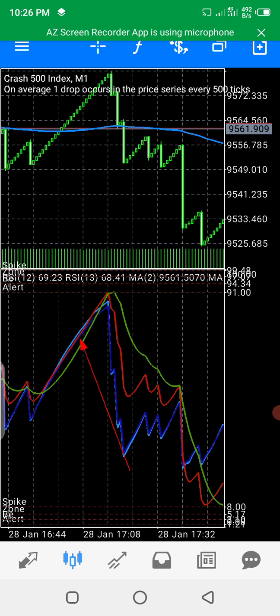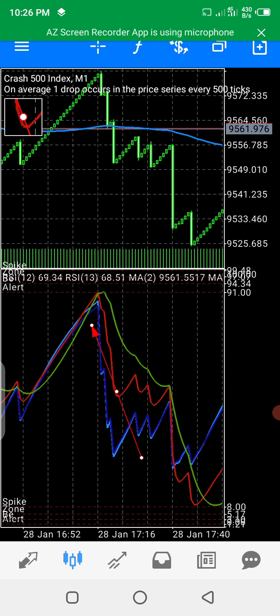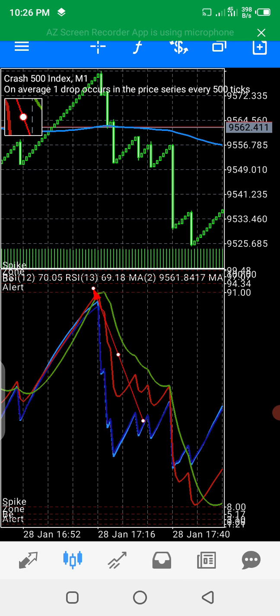So you need to wait here, guys. You need to wait for these lines to reach the 91 level. Once all these lines reach the 91 level, you press a sell. Once you press a sell, automatically, once these lines reach these levels where it says spike zone, be alert, a spike will occur. The moment these lines touched the 91 level, a spike occurred.